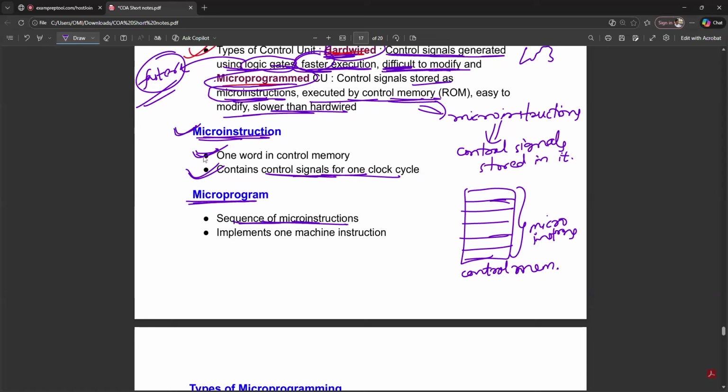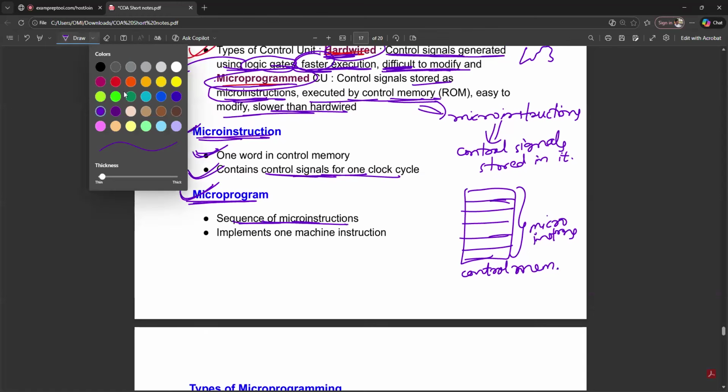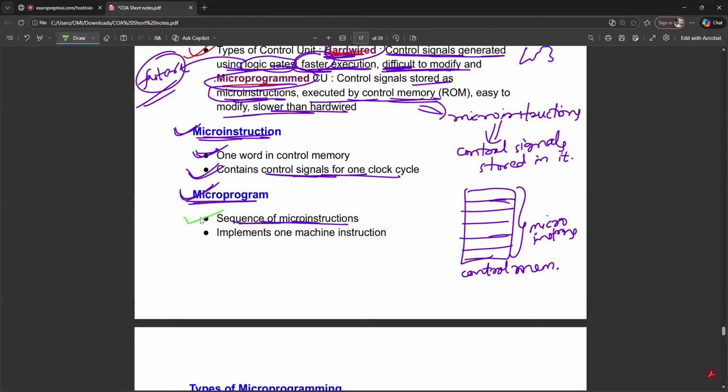What is the microprogram? It is the sequence of those micro instructions, and it implements one machine instruction. So one machine instruction contains a sequence of micro instructions, which is also called a microprogram. Right? Got it?